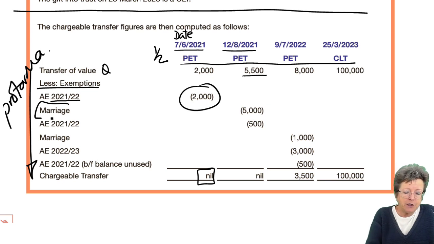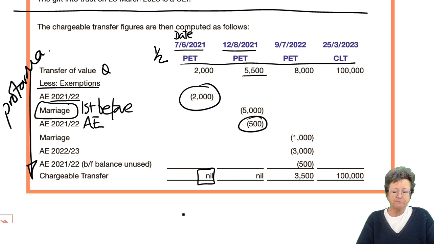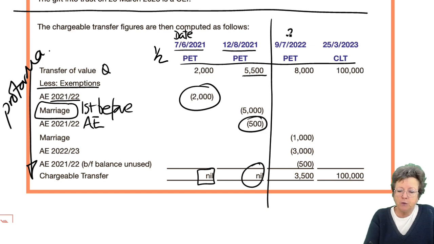Now, the marriage exemption comes first before the annual exemption. We only need another £500. Again, no tax. So that was in 21-22. This one is in 22-23, in July 22-23, and so is this one.